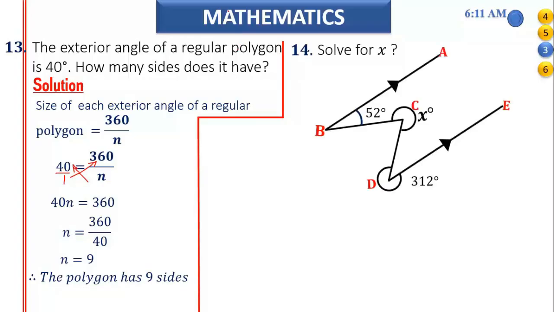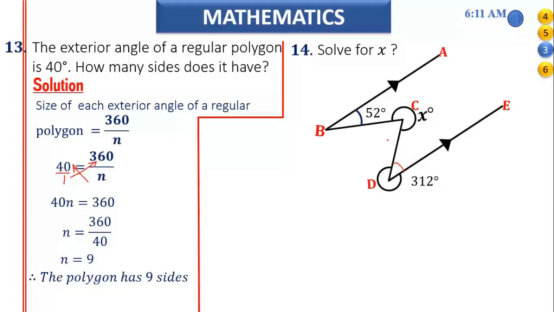Now let's take a look at another question here. Solve for x. Now we have an image here. So what are we supposed to do? Of course, looking at this image, you will see plenty of angles. You have an angle here, here, and here. So let's solve it one after the other. Let's take a look at this angle here.